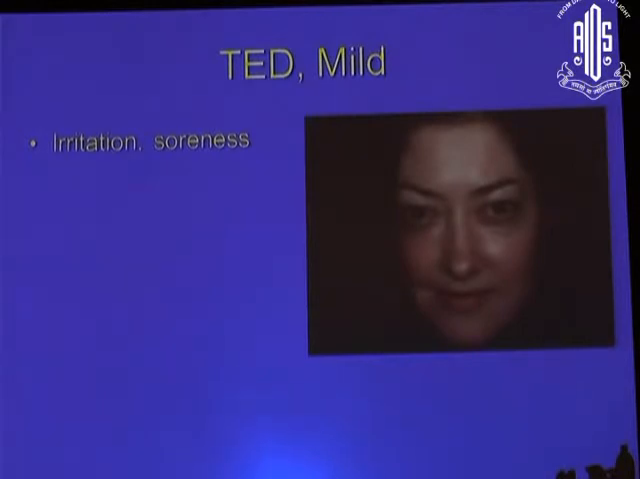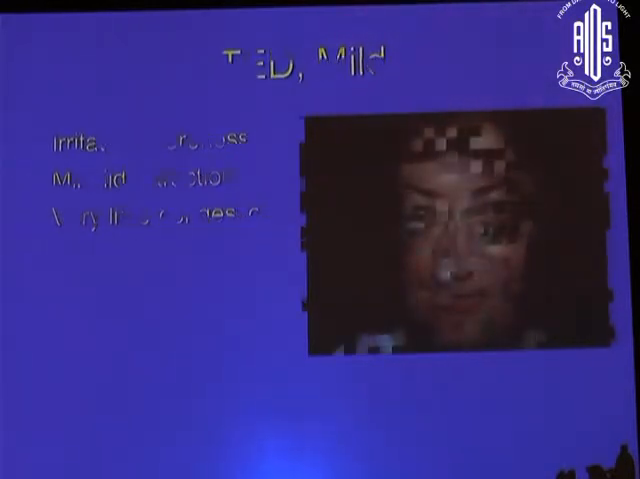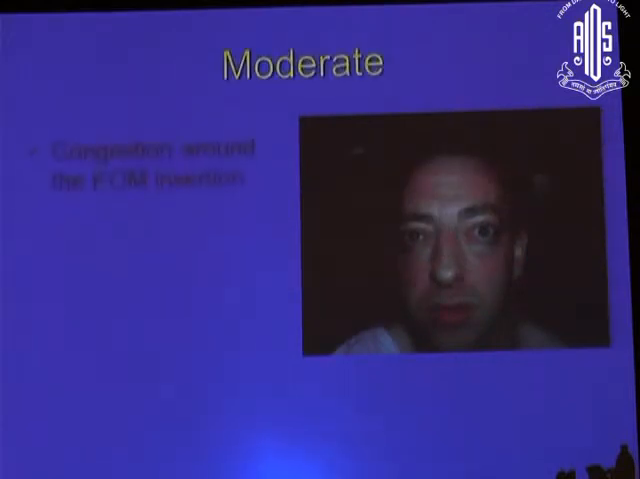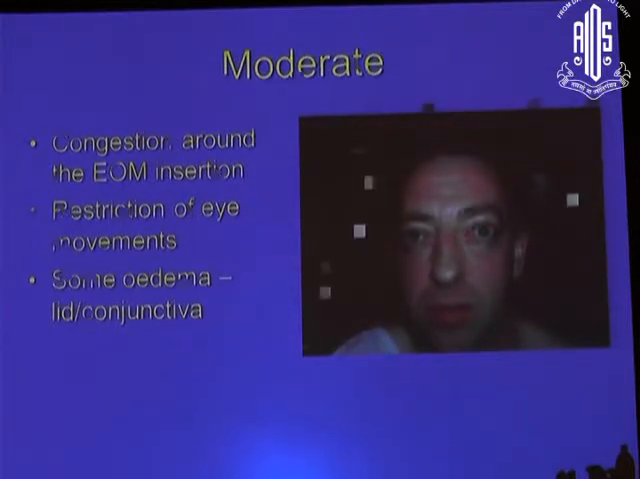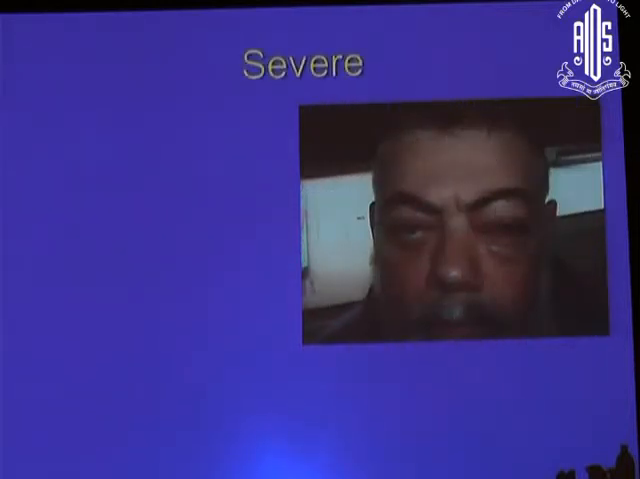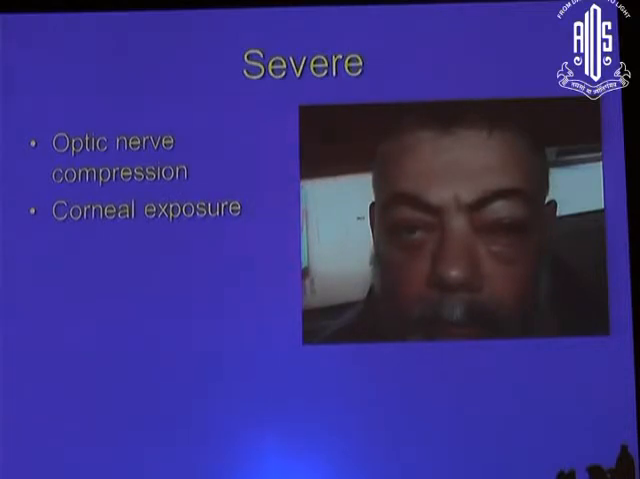Mild: there is some irritation and soreness, mild retraction, very little congestion. Moderate: in addition to all that, congestion around the extraocular muscle insertion, some restriction of eye movements, some edema in the lid and conjunctiva. Severe, I don't need to mention: when there is optic nerve compression, when there are corneal exposure signs, and very severe proptosis.